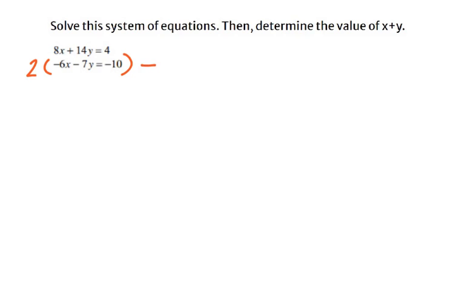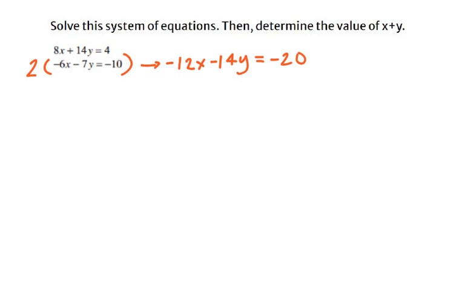So when we multiply this equation by a constant of 2, we get 2 times negative 6x gives us negative 12x. 2 times negative 7y gives us negative 14y. And 2 times negative 20 gives us negative 20. So now we've rewritten this equation. It's the same exact equation, just with different coefficients here.